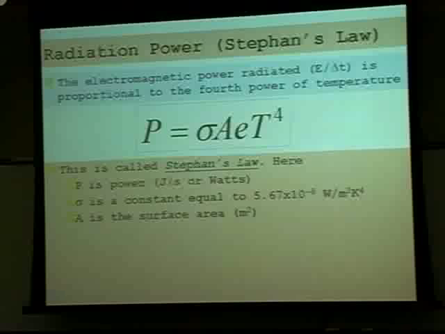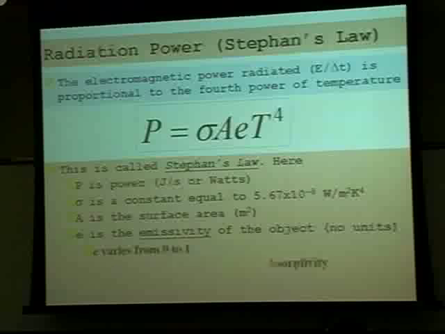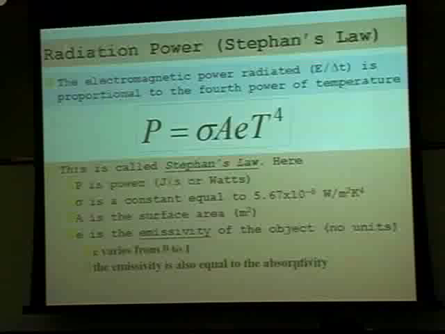A is the surface area in meters squared. E is the emissivity of the object. No particular units with emissivity. Emissivity varies from 0 to 1, 1 being a very good object radiating as well as absorbing. But the emissivity is also equal to the absorptivity of the object. So the object is emitting and absorbing with the same value.